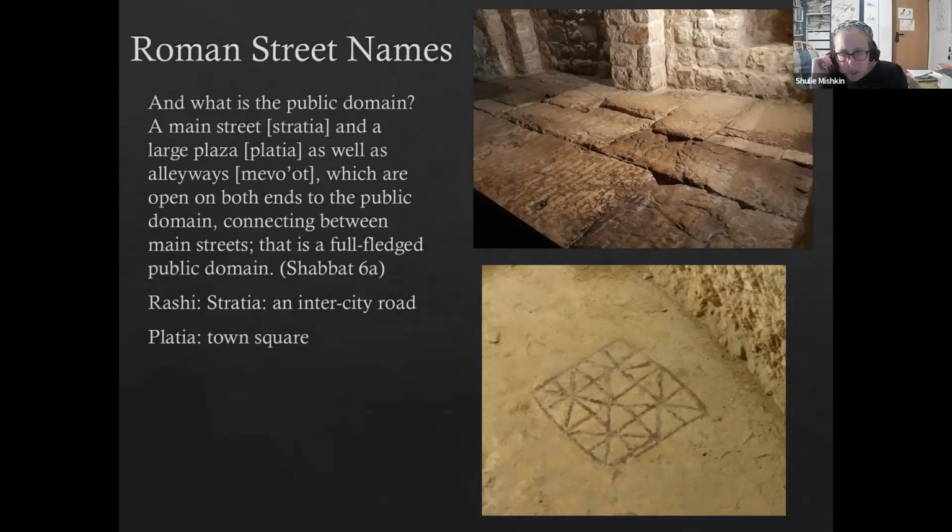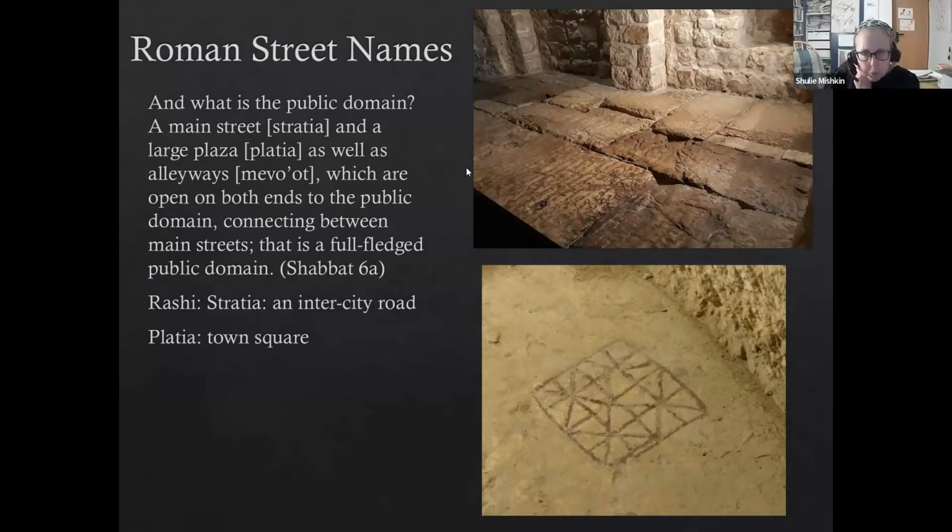He says a stratia is an intercity road. It's a highway connecting cities. A platia is a town square. These are words that come from the Latin. Platia comes from the Greek. Stratia is a corruption of strotos, which is where our word street comes from. Platia means a plaza, or a forum is what the Romans would call it.